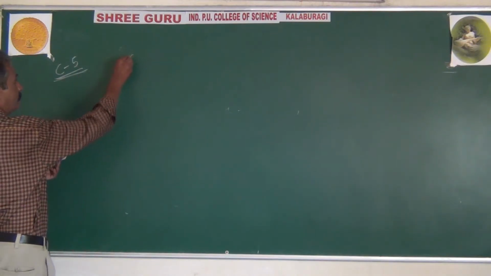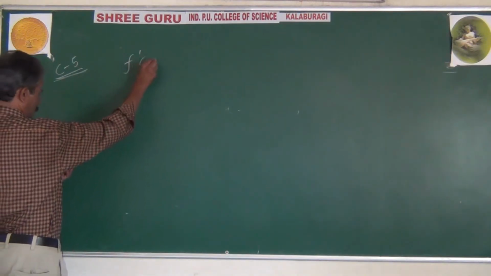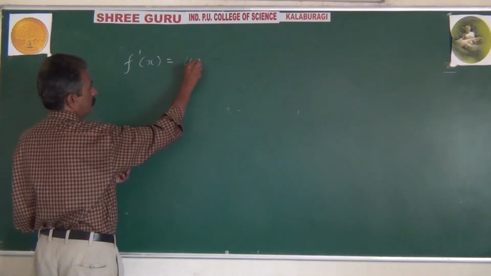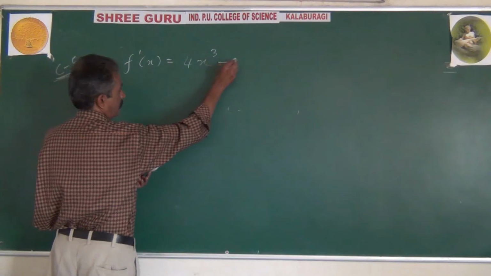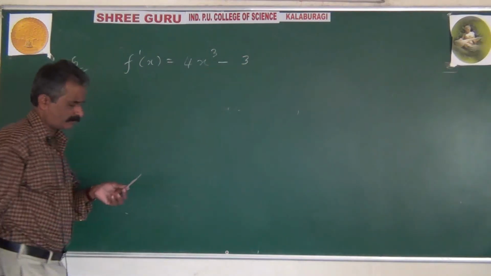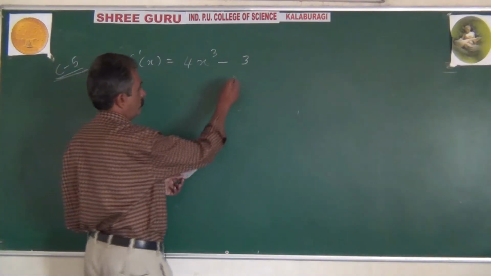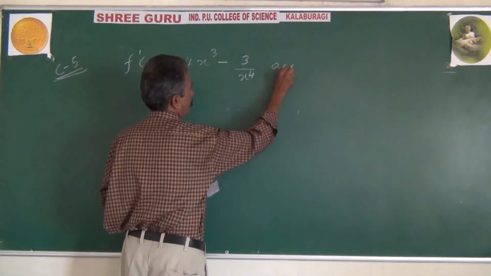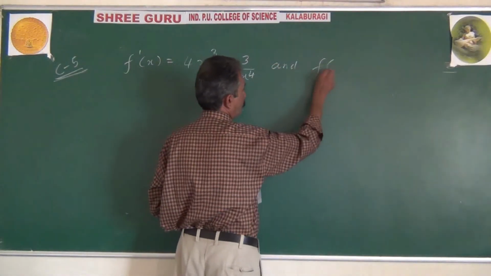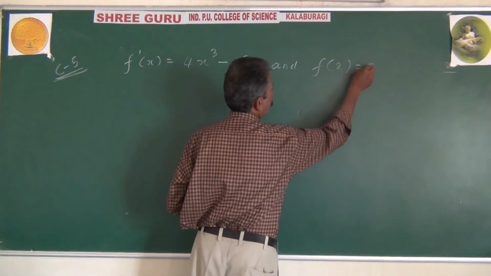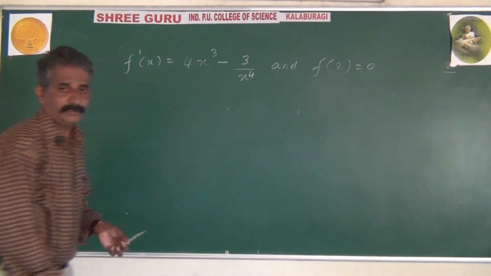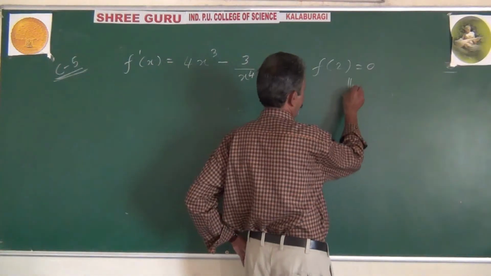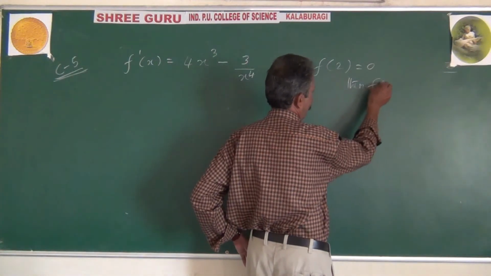If f dash of x equals to 4x cubed minus 3 divided by x power 4, and f of 2 is given as 0, then find f of 1.